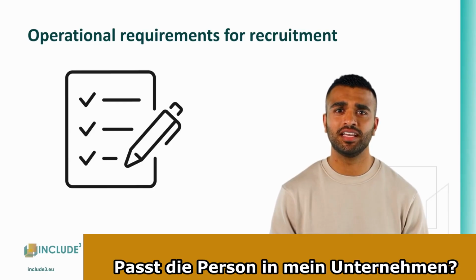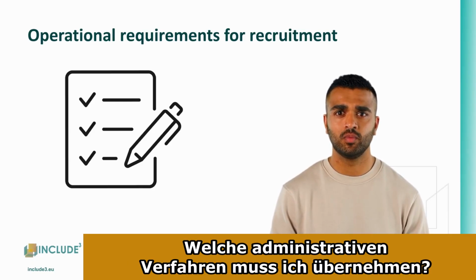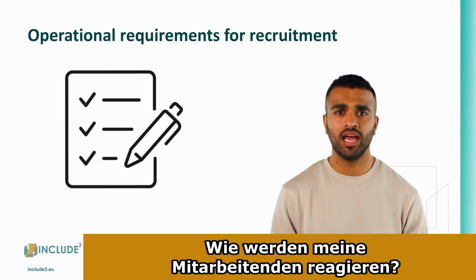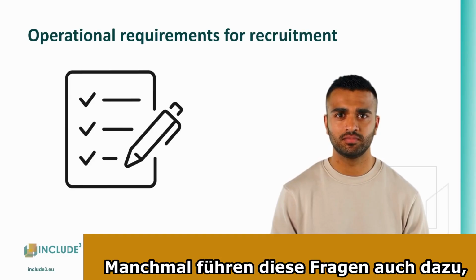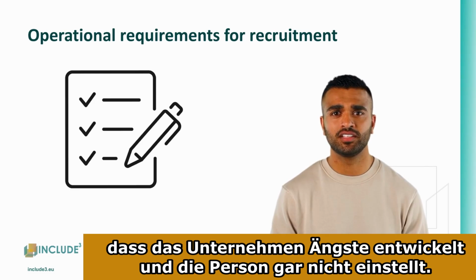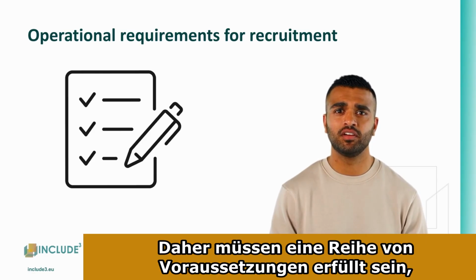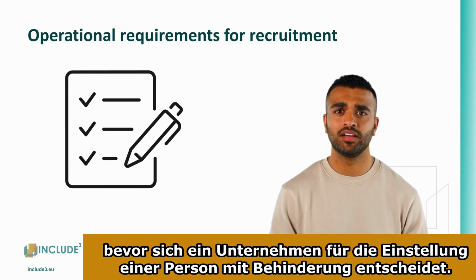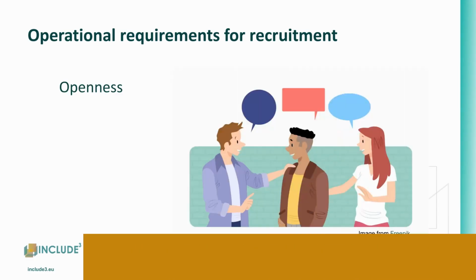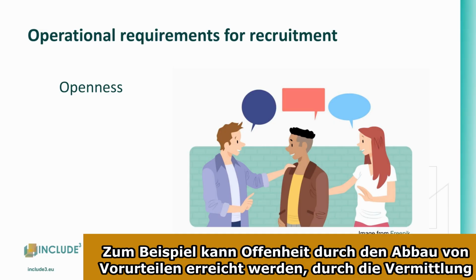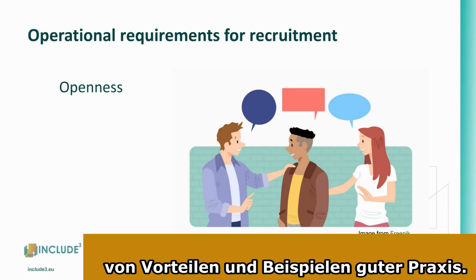Before hiring a person with a disability, an employer is faced with a number of questions. Will the person fit into my company? Which administrative procedures will I have to take on? How will my employees react? Sometimes these questions can also lead to the company developing fears and not hiring the person at all. A number of requirements must therefore be met before a company decides to include a person with a disability. For example, openness can be achieved by reducing prejudices, translating advantages and examples of good practice.